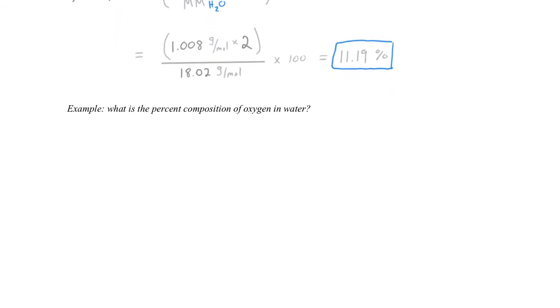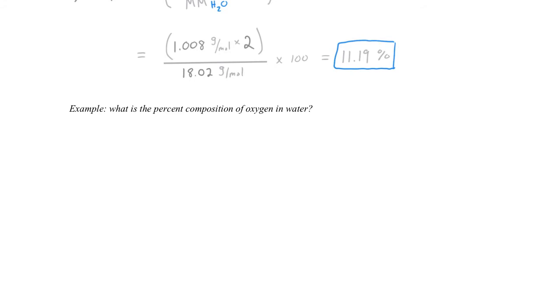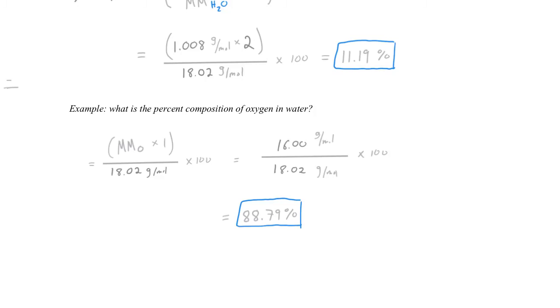So now let's try this same thing but with oxygen. Go ahead and pause the video for a few moments and try to find the percent composition of oxygen in water. So if you calculated 88.79%, great job. You might have also done an alternative, which is subtract 11.19 from 100. They both give you similar results.